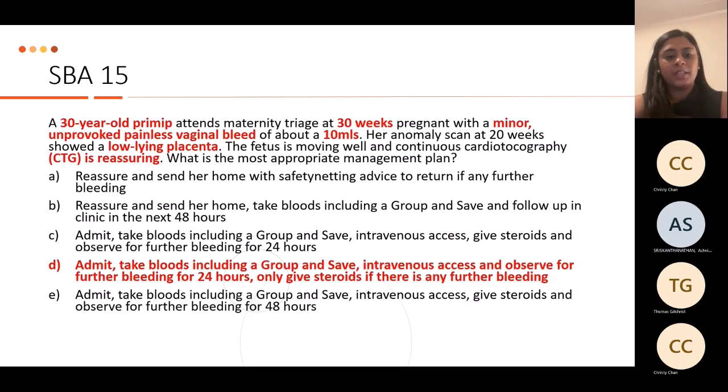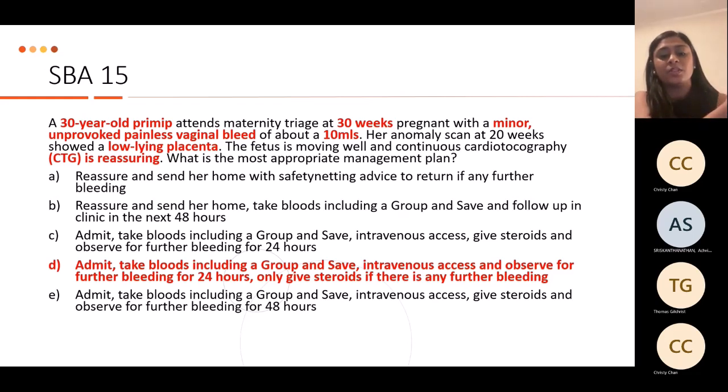Right, so this one is we would admit, take bloods, including a group and save, and ensure that there's IV access, monitor for further bleeding, and only give steroids if there is any evidence of further bleeding. So this lady has placenta previa. Anyone who comes in with bleeding in pregnancy, generally speaking, we admit them for 24 hours if they've got evidence of ongoing vaginal bleeding, even if everything else seems to be reassuring, because anything can happen. And generally speaking, we know that there is a risk of re-bleeding in the first 24 hours of a bleed itself. We obviously don't keep everyone, so if there's no evidence of bleeding when you examine them, you can send them home with safety netting advice.